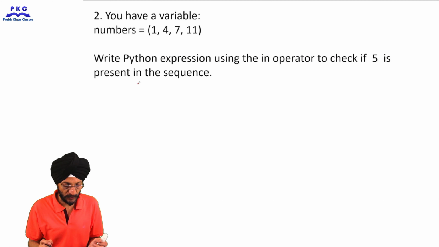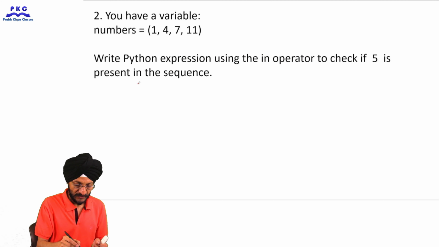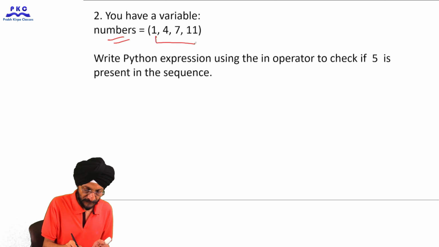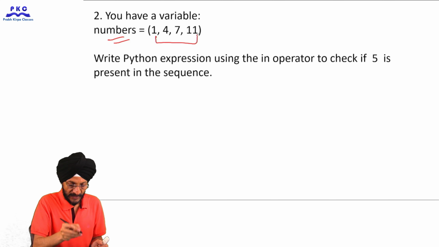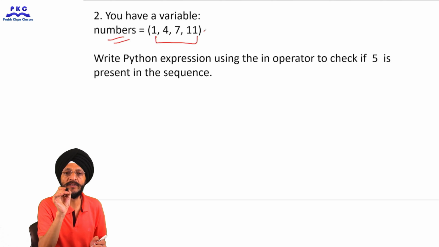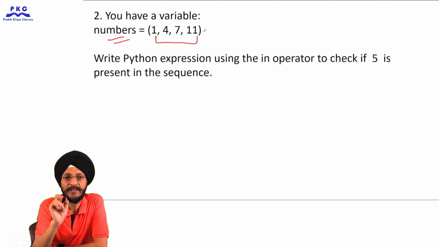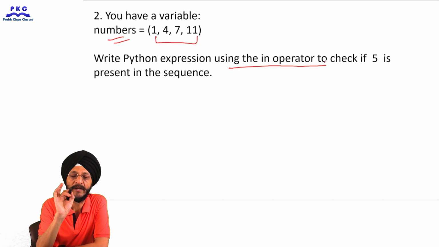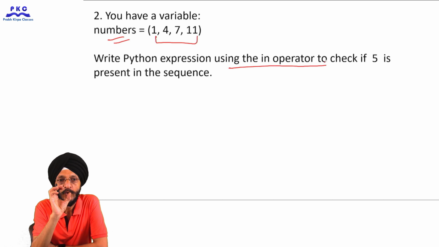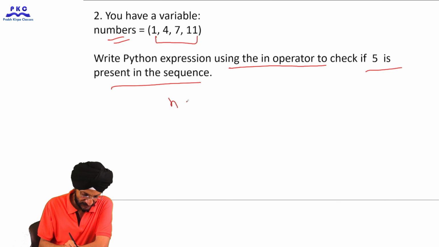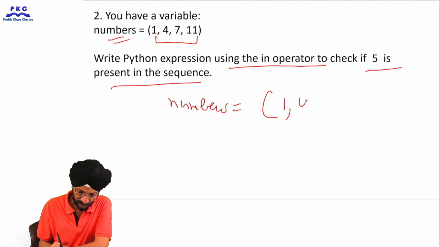Now the second question before us is, you have a variable created with the name numbers and this is the tuple and these are the elements given there: 1, 4, 7 and 11. Write Python expression using the in operator. That is, we have to use in operator to check if 5 is present in the sequence. First of all, we will write numbers which have been given to us: 1, 4, 7, 11.